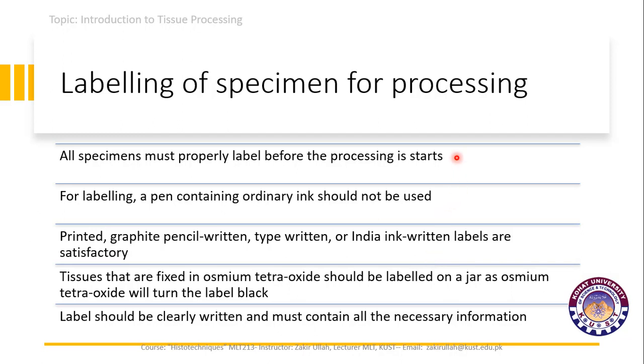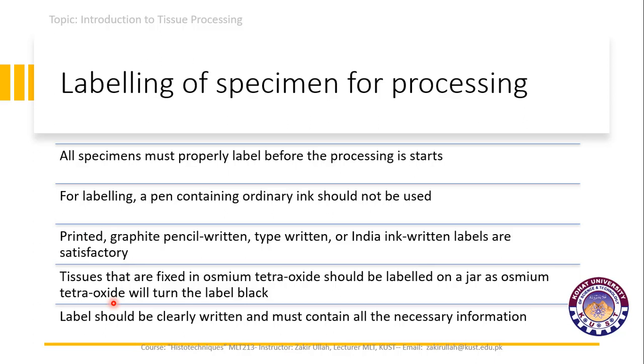The labeling of the specimen for processing. All specimens must be properly labeled before the processing starts. For this purpose, a pen containing ordinary ink is not used, because printed, graphite pencil written, typewritten or India ink written labels are satisfactory, and ordinary ink pen is not used because they are washed out by reacting with different chemicals during tissue processing.